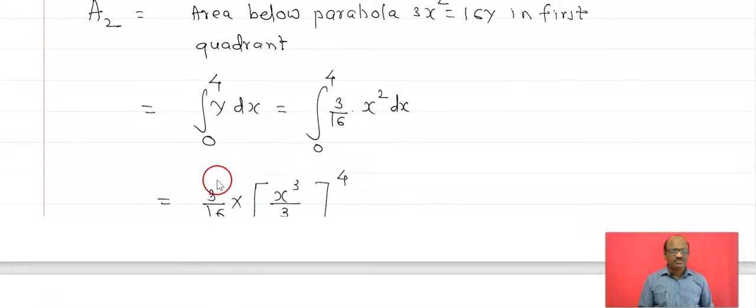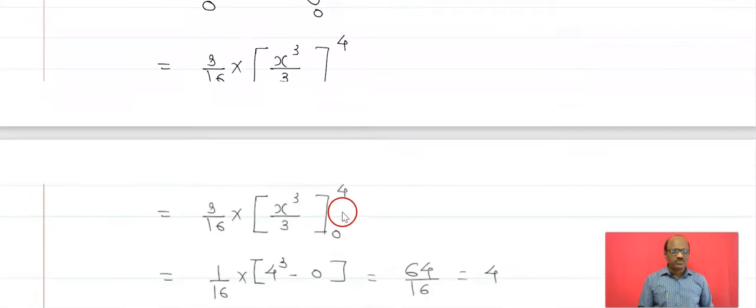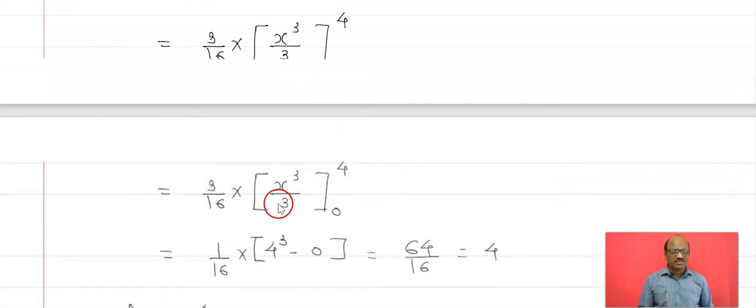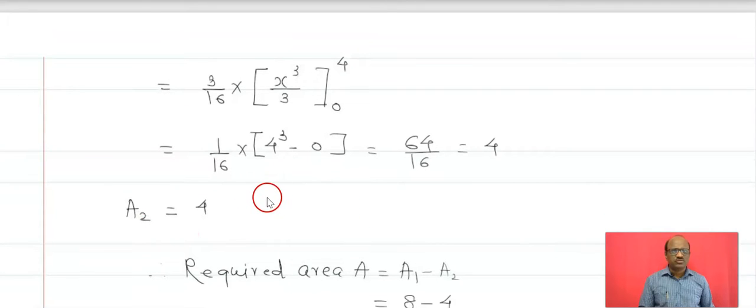and that's why you will have 3 upon 16 into x cube upon 3, from 0 to 4. Substitute x equals 4, that is 3 upon 16. These 3 get cancelled, 1 upon 16, 4 cubed, minus x equals 0. 4 cubed means what? That is 64 upon 16, that is equals to 4. And therefore A2 equals 4.